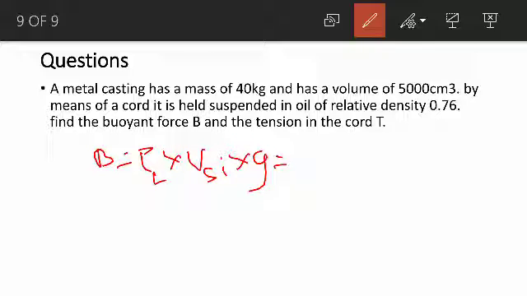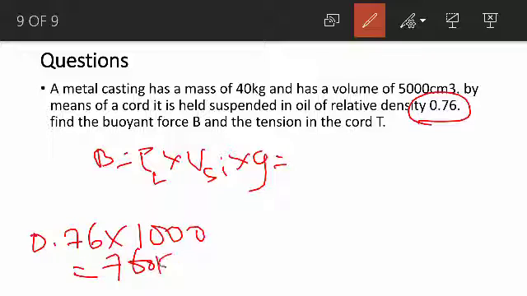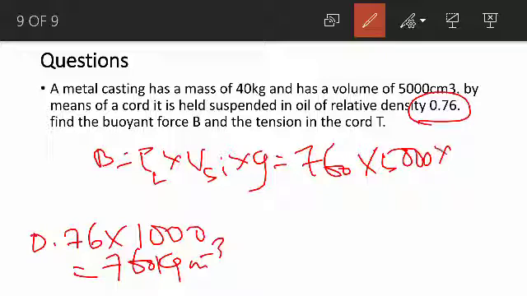So here we see that the density of the liquid is 0.76. That's relative density, and that means 0.76 multiplied by 1000, and that's going to give us 760 kilogram per meter cube. So that's what you do. Relative density multiplied by 1000 gives us the density in kilogram per meter cube, times the volume of the solid immersed. The volume of the solid is 5000 cm cube, which means 5000 multiplied by 10 to the power minus 6 meter cube, converting it to meter cube, then times acceleration due to gravity here is 10.